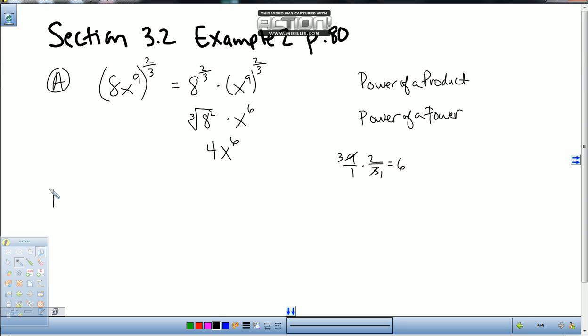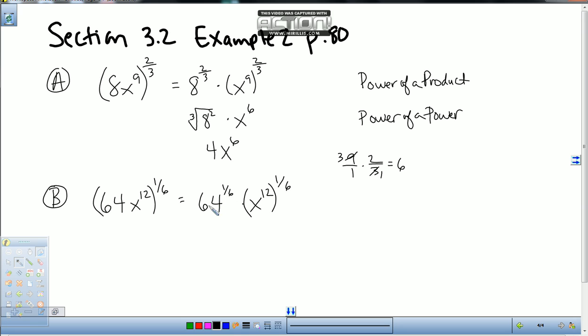Okay, for B, we have 64x to the 12th power, to the 1/6 power. So this one again looks like we have power of a product. So let's go ahead and distribute our exponent. That will be 64 to the 1/6 power times x to the 12th to the 1/6 power.